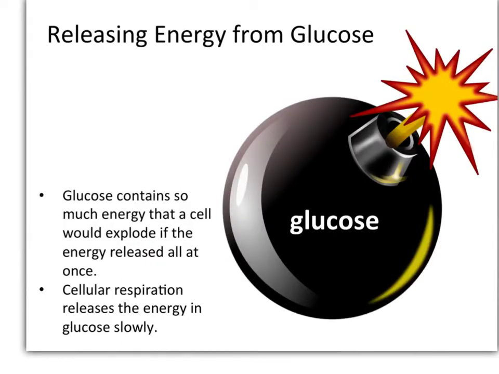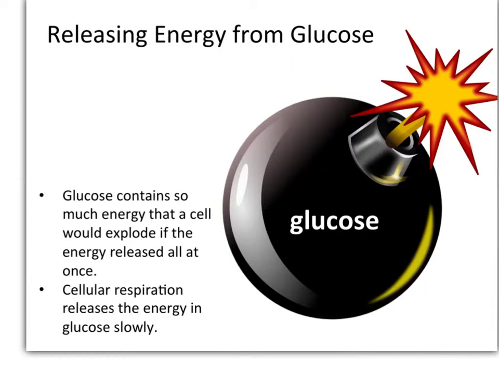So glucose contains tons of energy. Remember, plants store up the sun's energy in glucose during photosynthesis. And so now we're talking about how that energy gets back out so that a cell can use it. There is so much energy in glucose that a cell would literally explode. It would light on fire if the energy got released all at once. So cellular respiration releases that energy from glucose slowly so that your body does not light on fire.